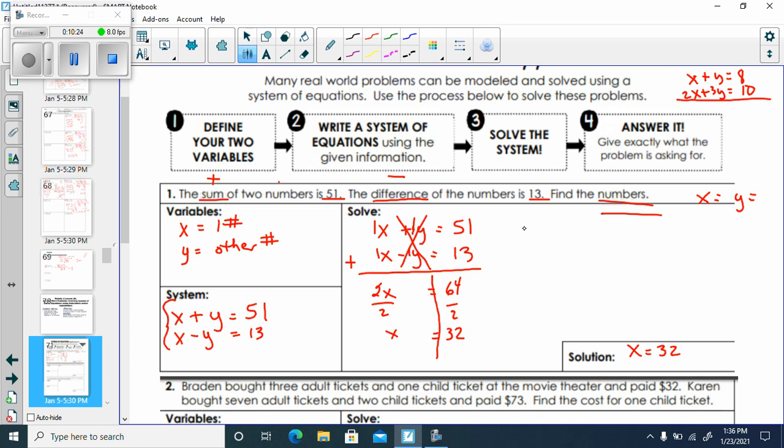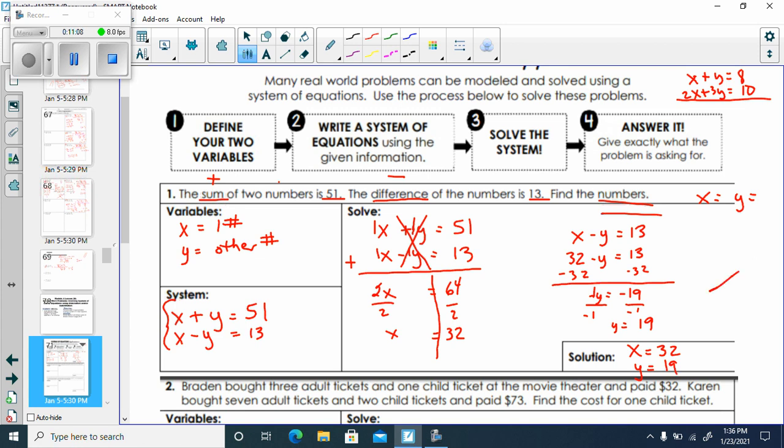Okay. Choose either one of the equations. You could say X minus Y equals 13. Substitute, that'd be 32 minus Y is equal to 13. Let's subtract 32 from each side. Negative Y then would be equal to 13 plus negative 32. That would give us negative 19. Let's divide both sides, because you know there's an understood one there, by negative 1, and Y is equal to 19. X is 32, Y is 19.